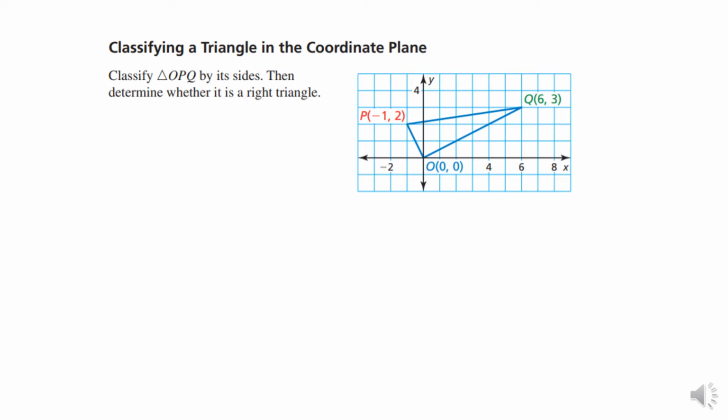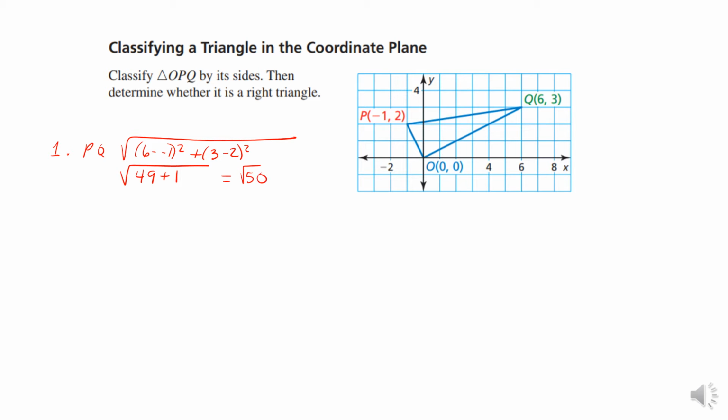All right, so in this one they want you to classify it by its sides, then determine whether it's a right triangle. So the first thing I'm going to do is the distance formula. I'm going to find PQ, and that would be the square root of (6 minus negative 1) squared plus (3 minus 2) squared. 6 plus 1 is 7, squared is 49, plus 3 minus 2 is 1, so it's 1. So that equals the square root of 50.